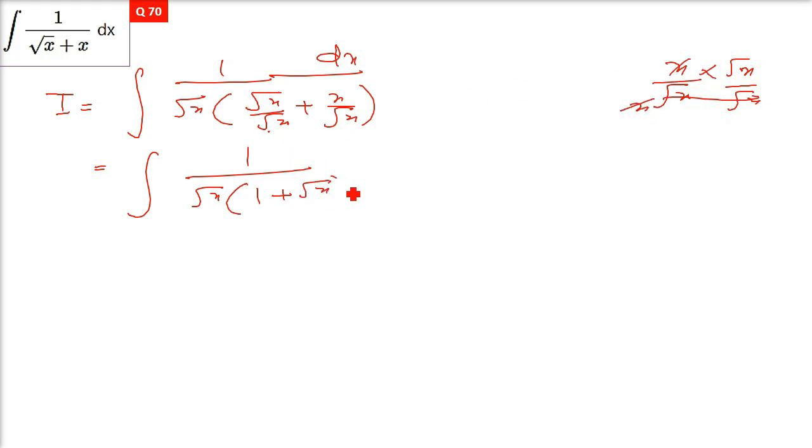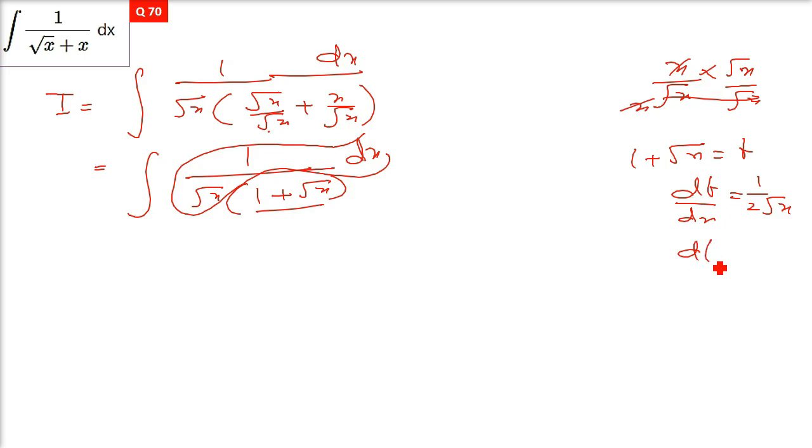So this kind of question we have already done. I told you after 2 steps, you will realize this question is already done. So 1 plus root x will be taken as t. dt by dx will be what? 1 by twice of root x. So this dx by root x we got will be dt by 2. So let us replace it. Dx by root x we will put dt by 2.